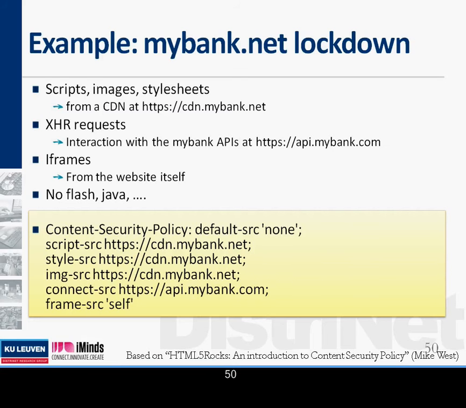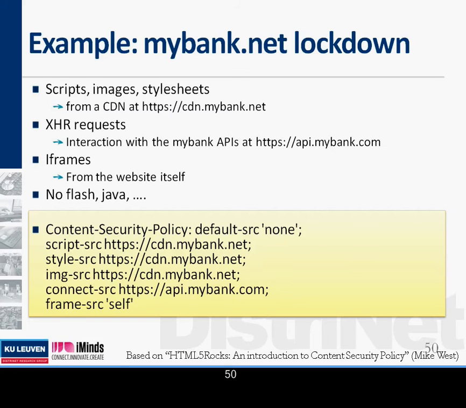So here you see the default: we don't load any content that was not specified in our policy. We load everything from our CDN in those three lines. We are allowed to XHR to our API, and frames are only allowed from ourselves. So this is the basic policy, explaining those rules at the top of the slide.